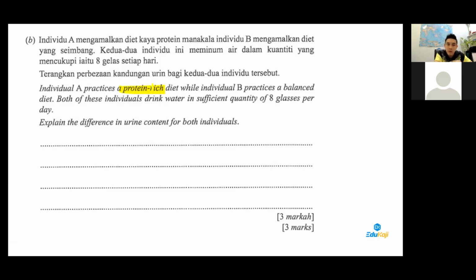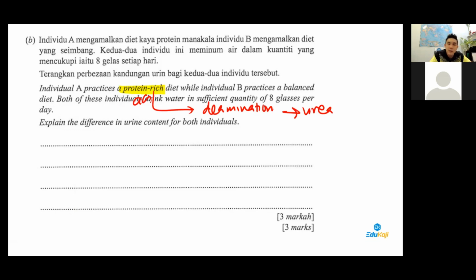So, revision guys, what happens to protein? A protein-rich diet means constantly a lot of protein. If you remember, guys, protein undergoes something called deamination to form urea. After digestion, amino acids are left. Amino acids undergo deamination to form urea. So we can say more urea.